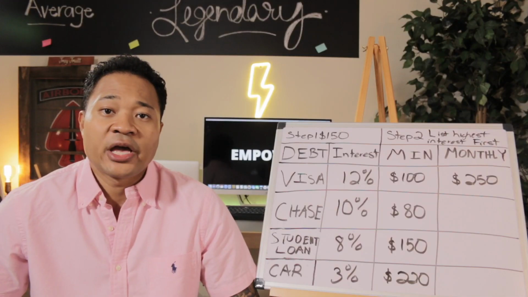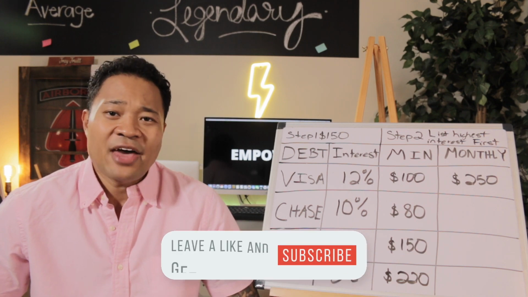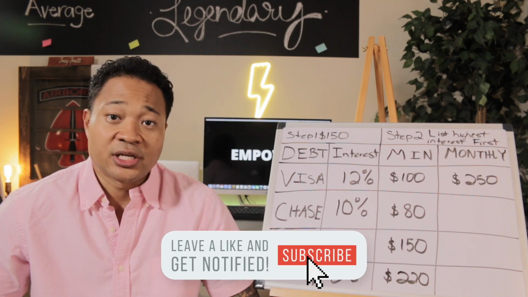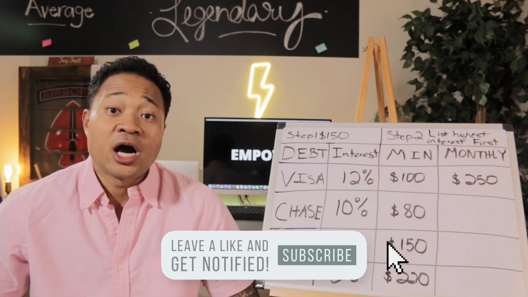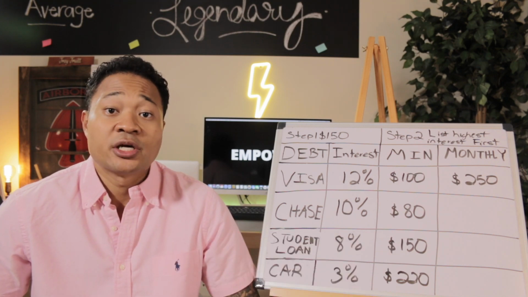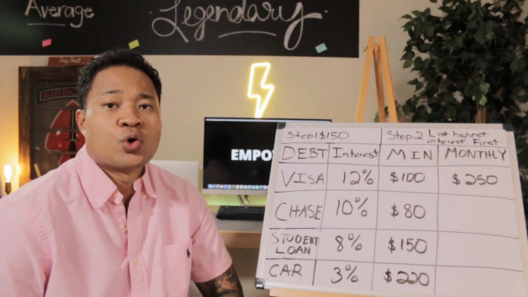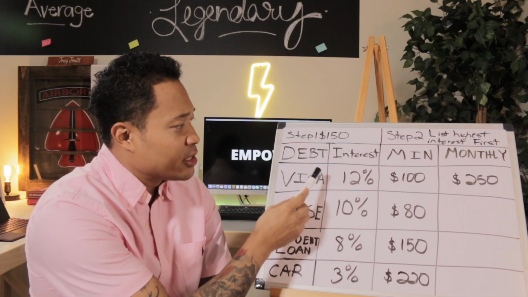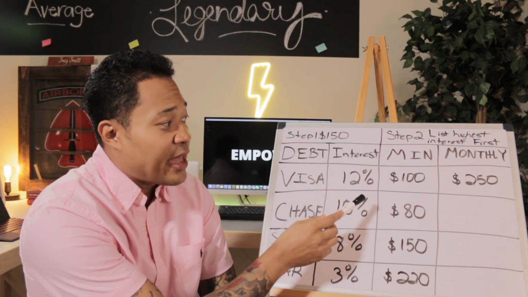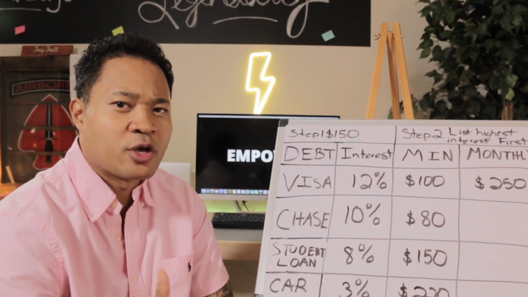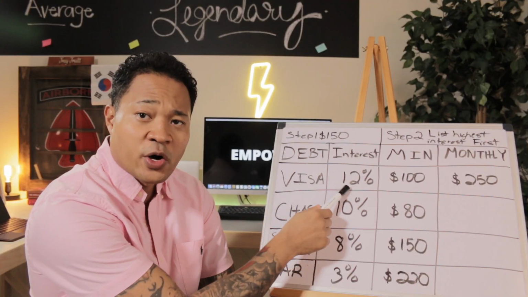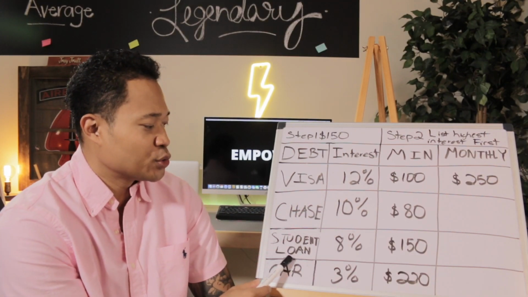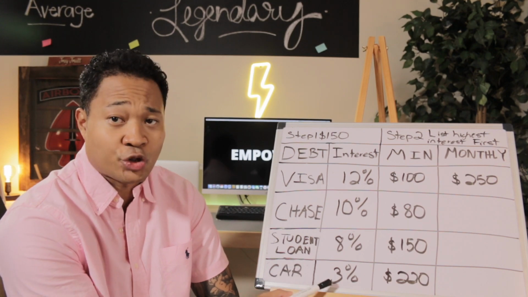One of the main takeaways from using the debt avalanche is that mathematically it is the most efficient. In addition, you're going to pay a lot less interest than you would have using another strategy. So the first thing that you want to do when you're wanting to use the debt avalanche, as I stated, you want to list your highest interest to your lowest interest. So in this case, we have it listed out from our debt, the interest rate, our minimum monthly payment, and how much we'll end up paying once we apply the principles. Our interest on our Visa is 12%, Chase 10%, student loan 8%, and our car is 3%.